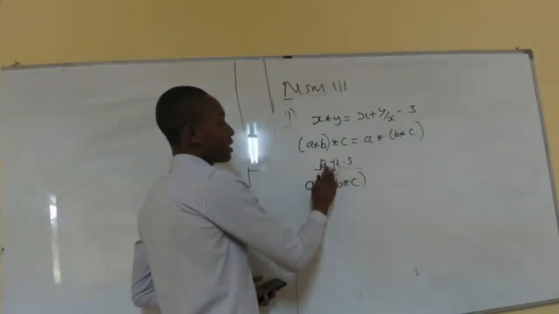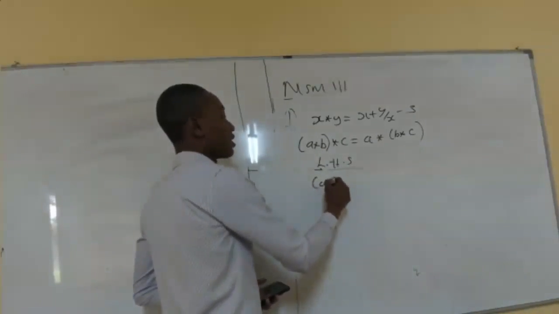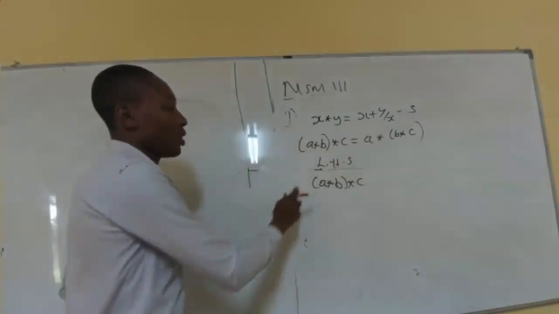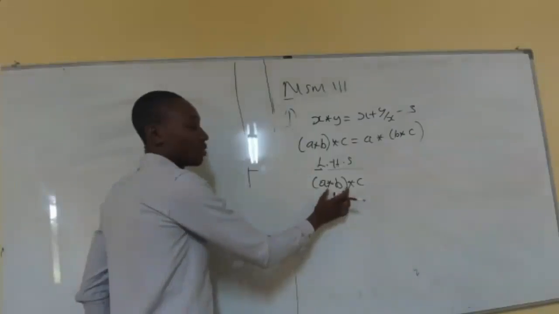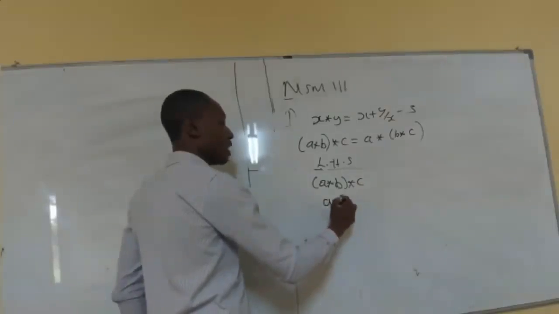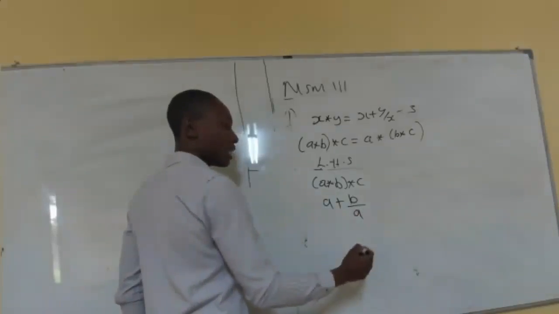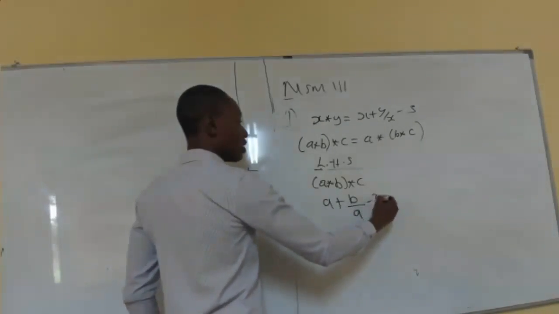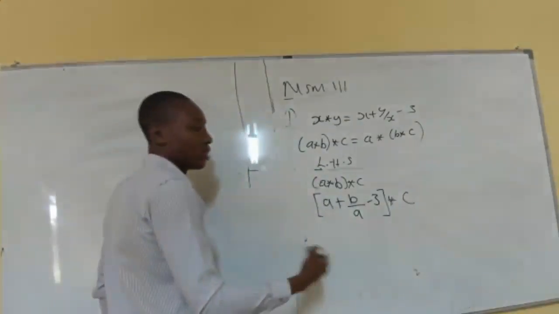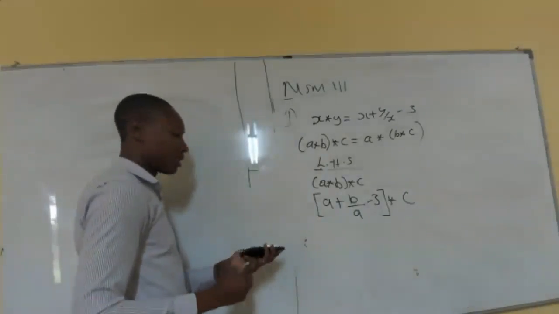Okay, maybe let's start from the left hand side instead. On the left hand side we have A star (B star C). Starting with what's in the brackets, we say first number, which is A, then add the second number over the first number, which is A, so second over first, then subtract 3. And then star C. For some of you, you can say, okay, maybe let's not go there. Let's just continue like that.